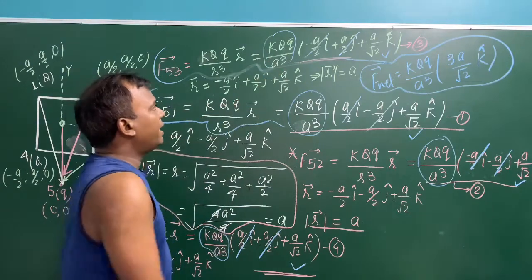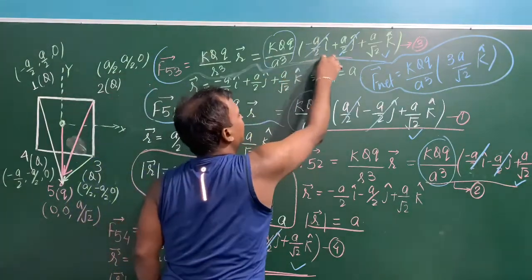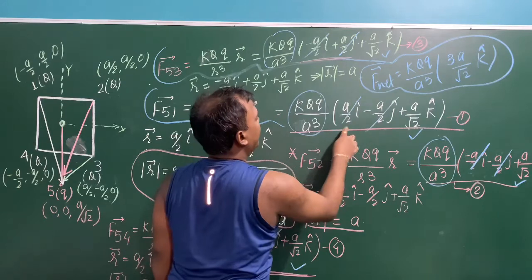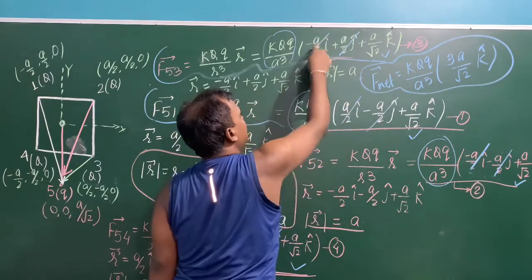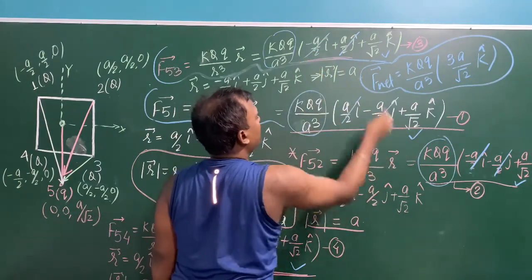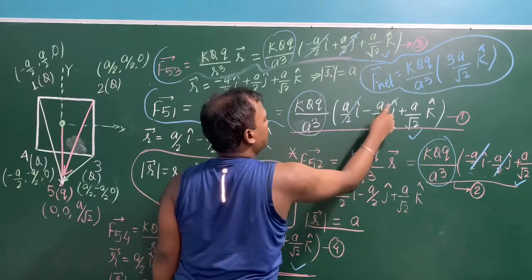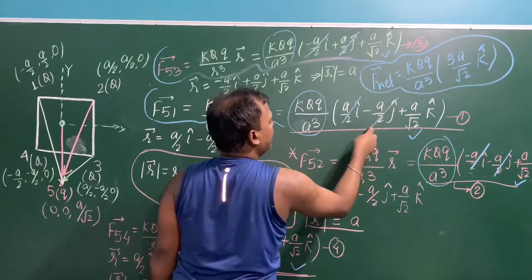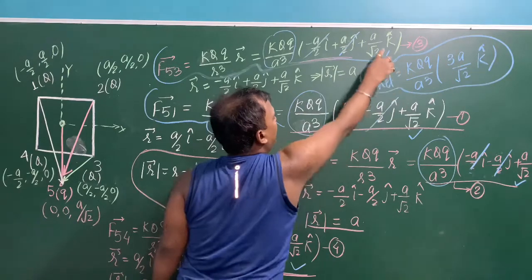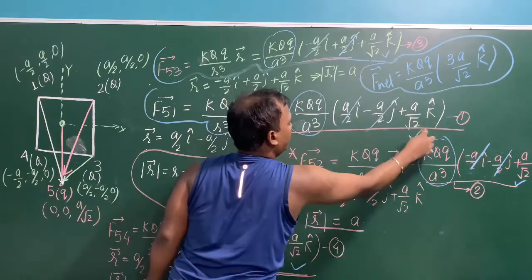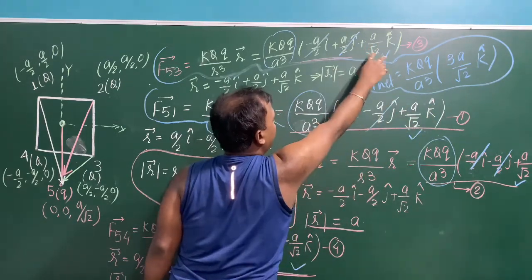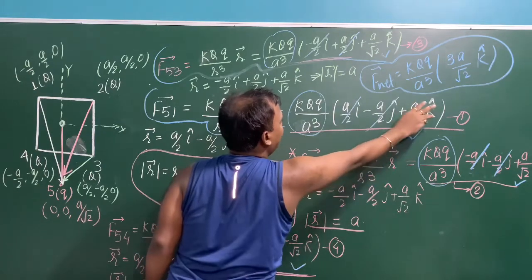Now look here. This is minus a by 2 i cap, this is plus a by 2 i cap, so this plus a by 2 i cap and this minus a by 2 i cap cancel out. This is plus a by 2 j cap, this is minus a by 2 j cap, that's why this term and this term cancel out. Now a by root 2 k cap and a by root 2 k cap, this is also positive, that's why it will remain.